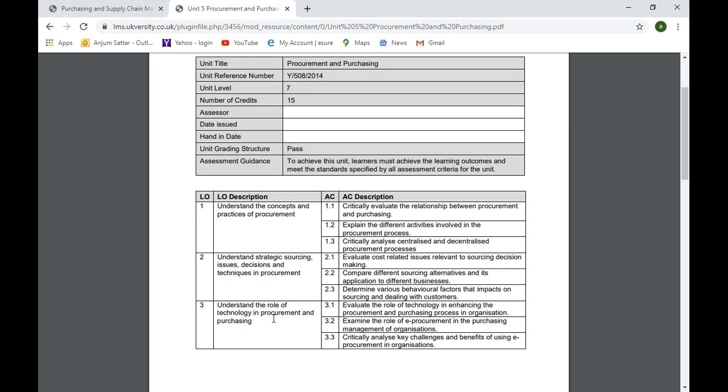There are a lot of software. We're not really looking to dig into different software. We'll be discussing the role of technology in the procurement and purchasing process in our organization. We'll discuss the role of e-procurement, what it is about. We'll discuss some challenges this organization can face due to e-procurement. So that's what will be focused on.